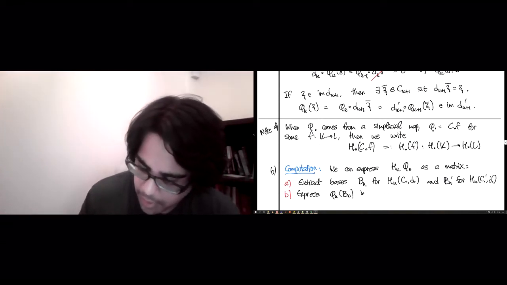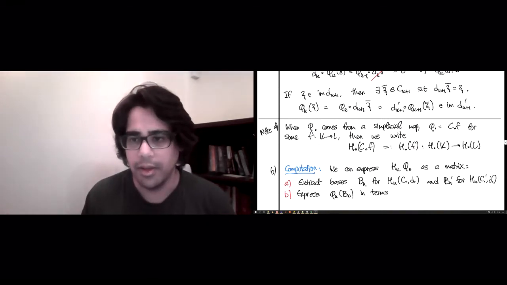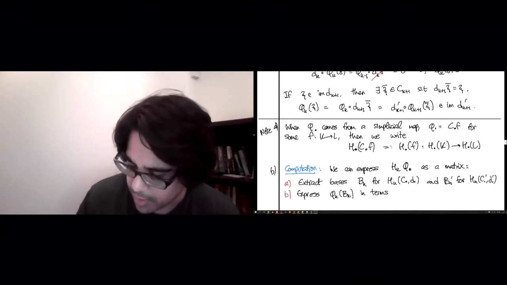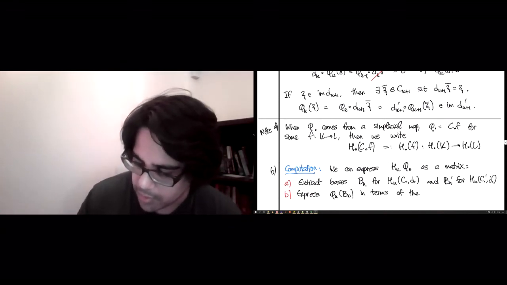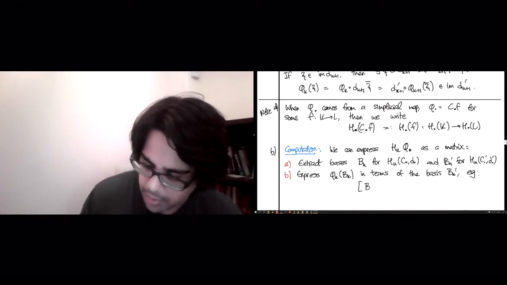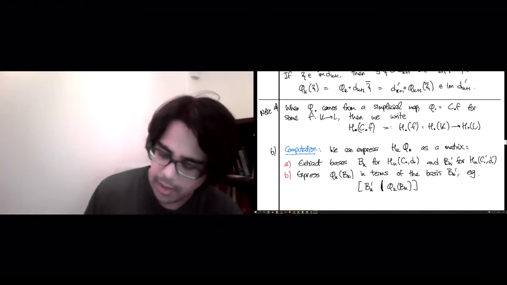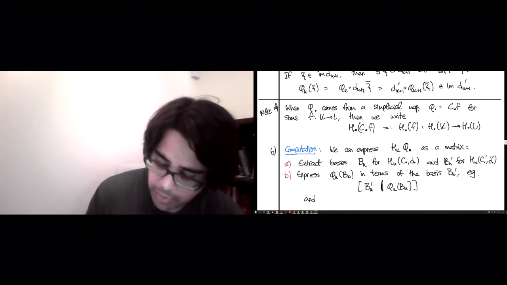But all of these things are going to land up in the homology group HK of C prime, which means you can always write them in terms of the basis BK prime. And one way to do this is to build a block matrix which has BK prime in the first block and then phi K of BK in the second block, and then RRE, reduced row echelon form.